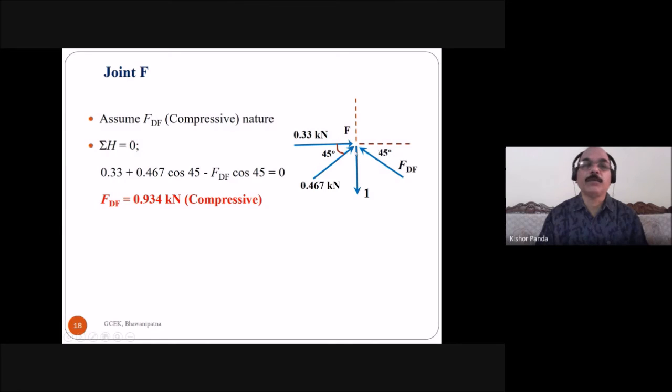So here you take the summation of horizontal force equal to 0. Only one equation is sufficient to find the force in the member DF. This is 0.33 plus 0.467 cos 45 minus FDF cos 45 is equal to 0. Here you got FDF is equal to 0.934 kilonewton, a positive value, so the assumed direction is okay. So FDF is equal to 0.934 kilonewton and the nature of the force is compressive.